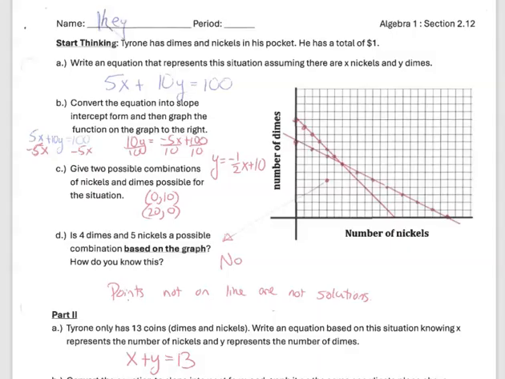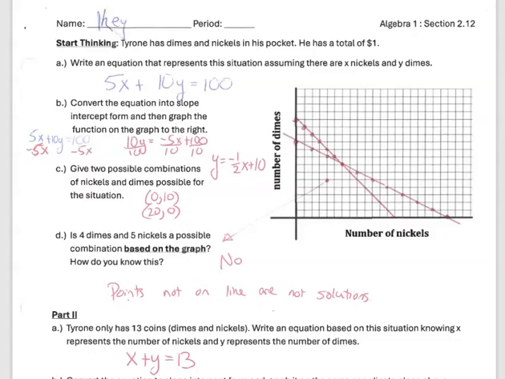I had one student who had the equation of X plus Y equals 1, and I had to explain to them that that meant the number of nickels plus the number of dimes equals 1 altogether. This was one of the equations that the students came up with, which was 5x plus 10y equals 100, and that was a super useful equation.